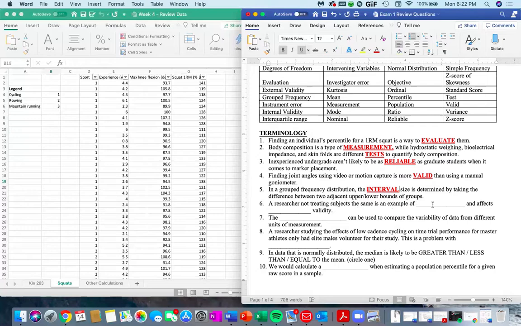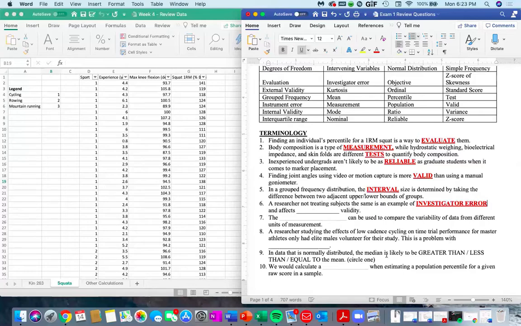Okay. Number 6, a researcher not treating subjects the same is an example of blank and affects what type of validity? Objective. And this is another one that could have potentially multiple answers, right? So researcher not treating people the same could mean that there's something wrong with their objectivity. The way that I try to direct this question is it's affecting some type of validity. So what are the factors that affect internal or external validity, if it has to do with the investigator? So investigator error, and then internal validity. There we go.